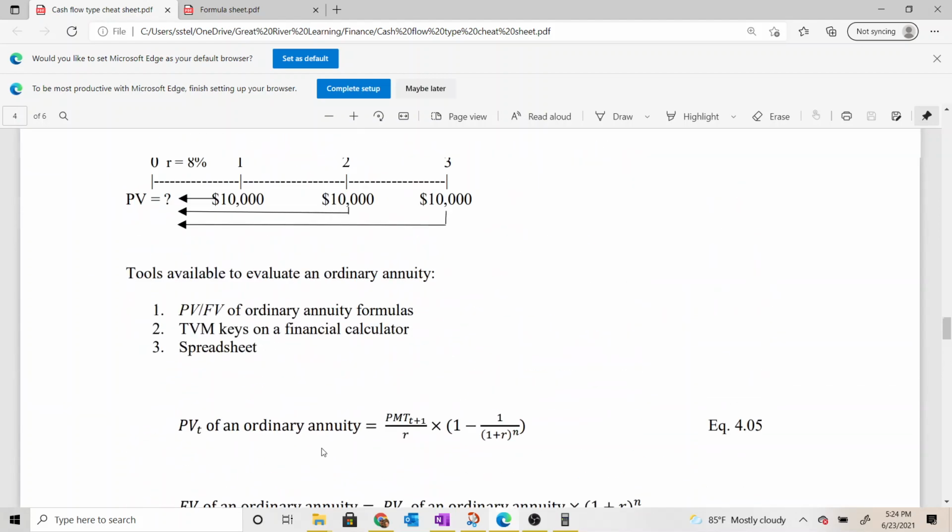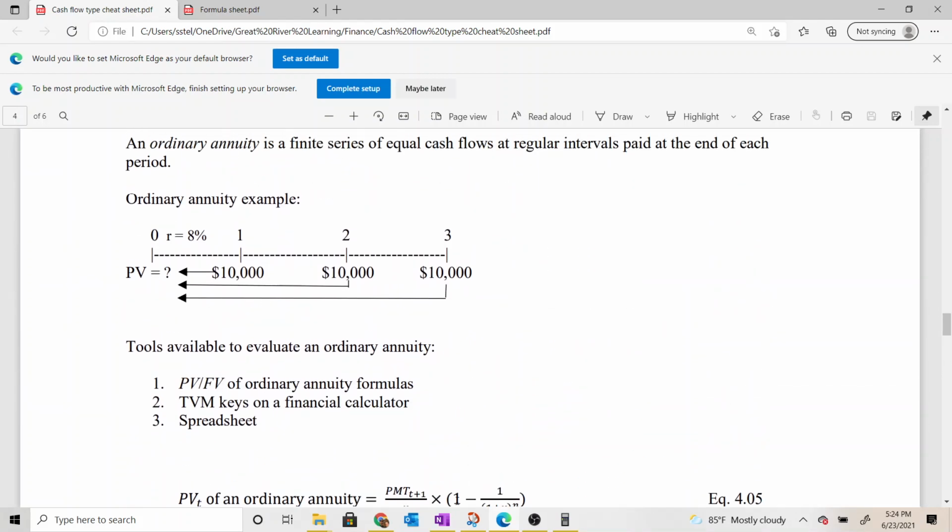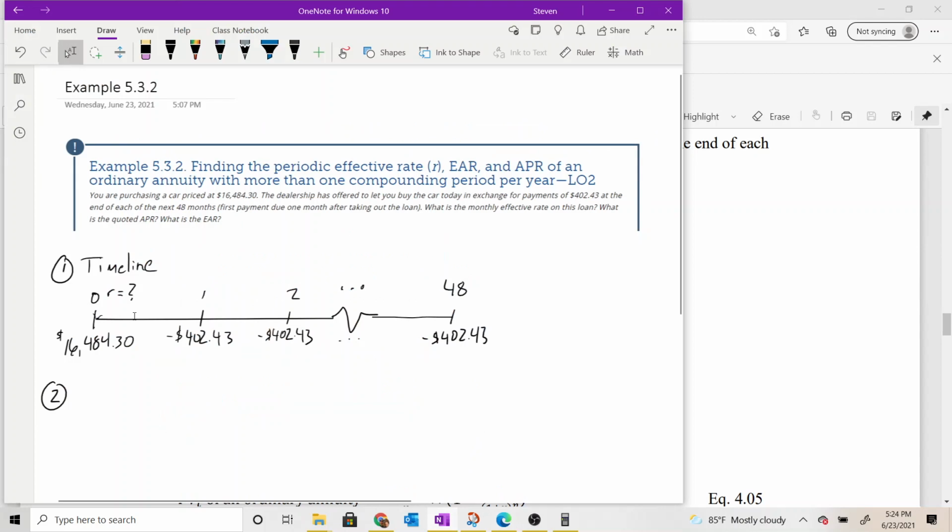Well, if we look at these timelines in the examples and compare that to what we've got, we see that the first cash flow, the first payment, is happening at the end of month 1. In fact, in the problem it says the first payment is due 1 month after taking out the loan. And so that first payment is at the end of the month. So we are dealing with an ordinary annuity.